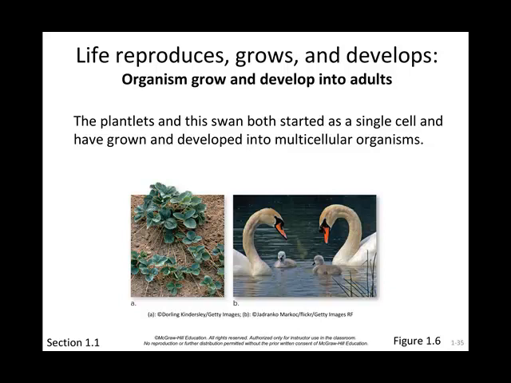Now, even though there are two types of reproduction, asexual and sexual, both types of offspring shown here began as one cell and grew into multicellular organisms that are composed of many cells. For example, all of us started off as one cell that was formed when a sperm and an egg came together.